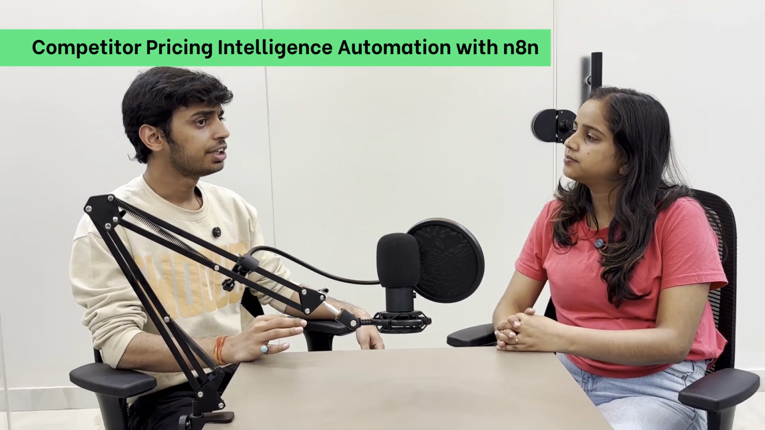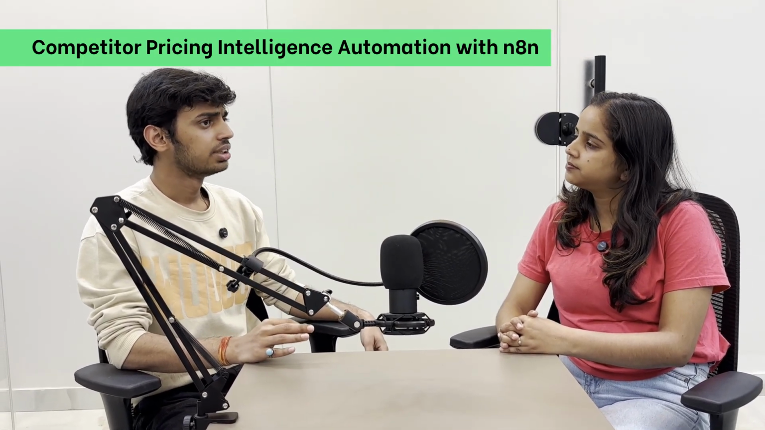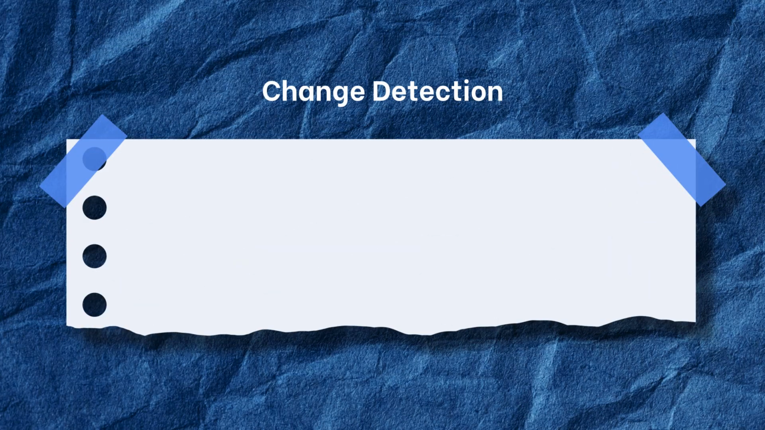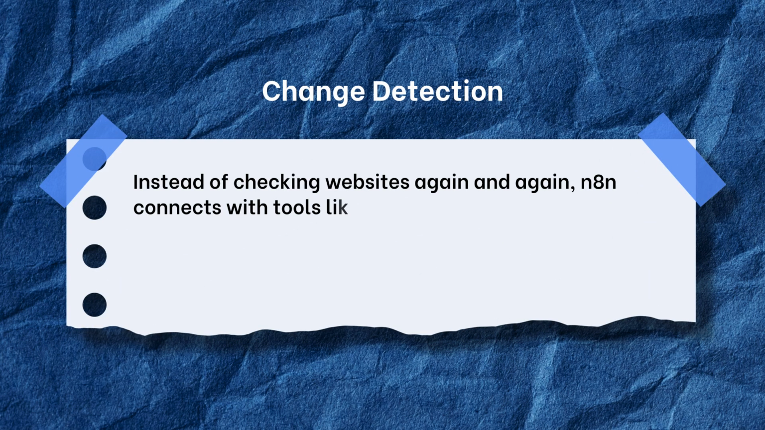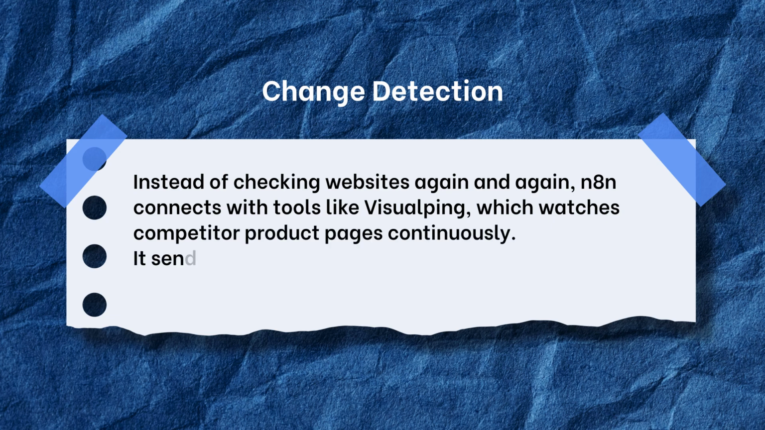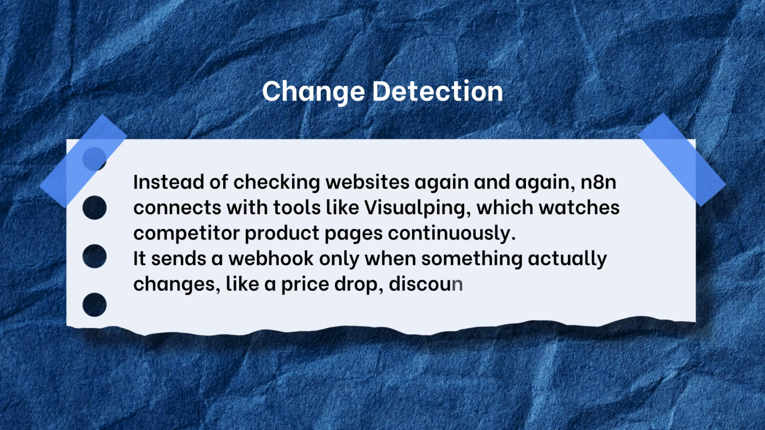A solution to this can be competitor pricing intelligence automation with n8n. The various steps are as follows. First step, change detection. Instead of checking websites again and again, n8n connects with a tool like Visualping, which watches competitors' product pages continuously. It sends a webhook only when something actually changes, like a price drop, discount level, or a new offer. This means the workflow runs only when needed. No wasted processing, no constant monitoring by humans.